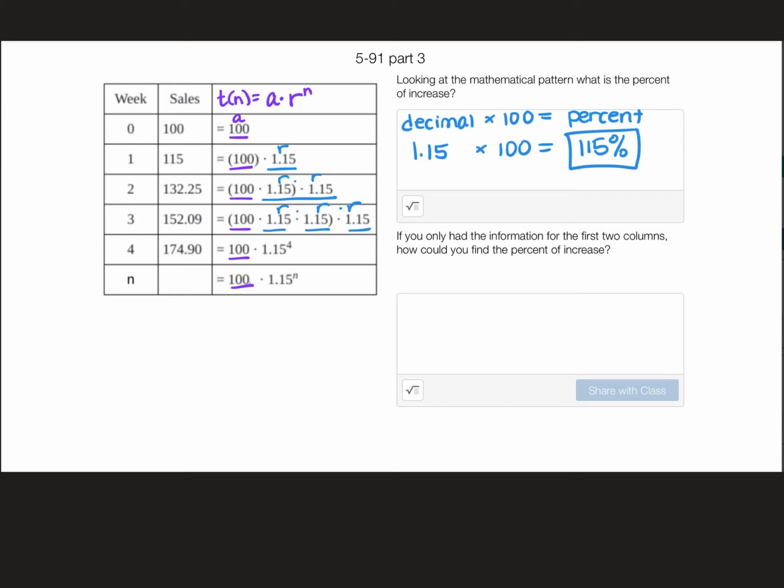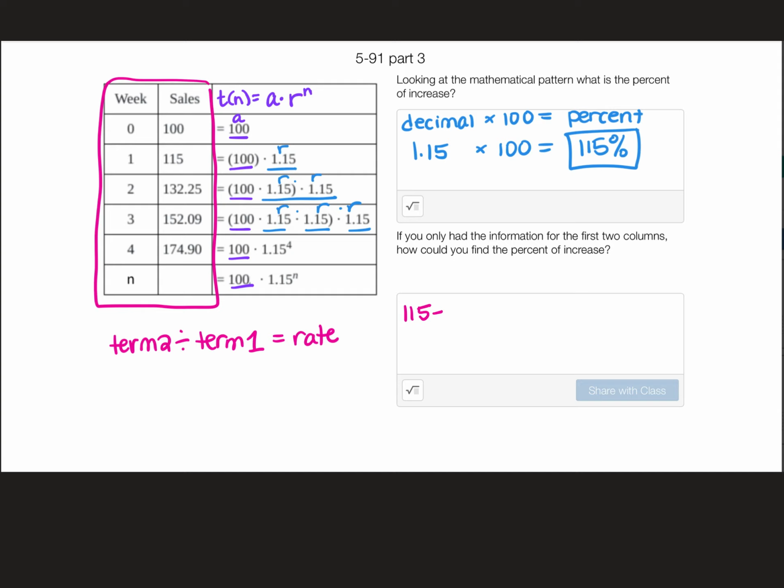If we only had the information in the first two columns, the week and sales columns, how could we find the percent of increase? Well, that's really easy. You're just going to take one term and divide it by the term before it. So I would take, for instance, term 2 divided by term 1, and that's going to give me my percent or my rate of increase. So term 2 in this case, which is 115, divided by 100 will give me the 1.15, which is my percent of increase.